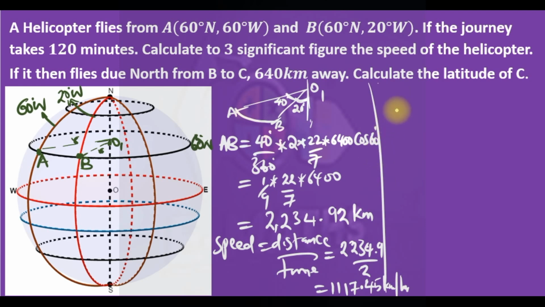They say to three significant figures, so I have 1120 kilometer per hour to 3 significant figures. So the next question: they said if it then flies due north to C, which is 640 kilometers away.